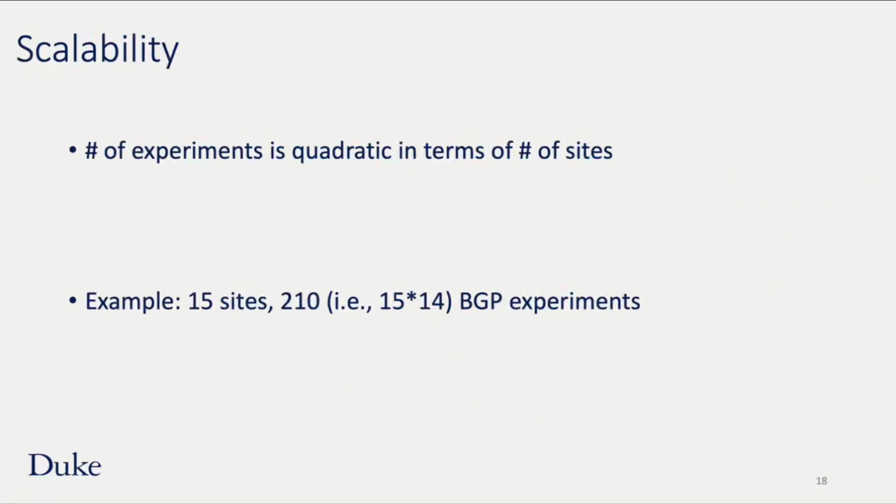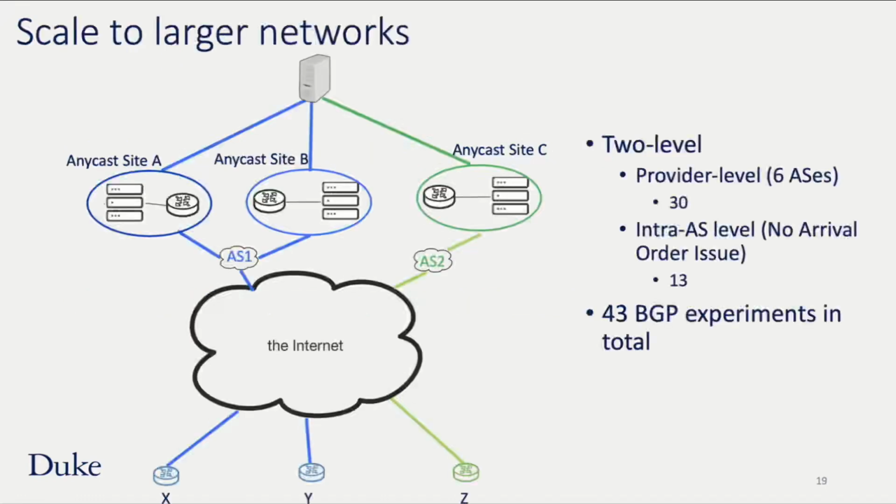So the second problem is scalability. The number of experiments is quadratic in terms of sites. That's the best we can do with the current method, but it's still a lot. For example, if we use the 15 sites, it will take 210 different BGP experiments to finish that. So that's also a huge number.